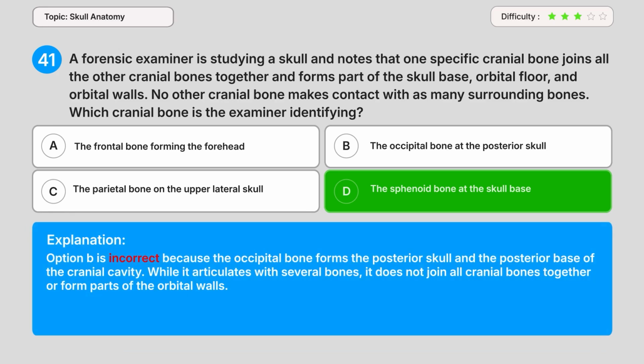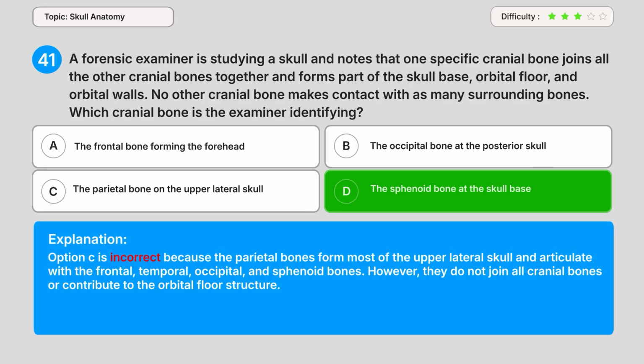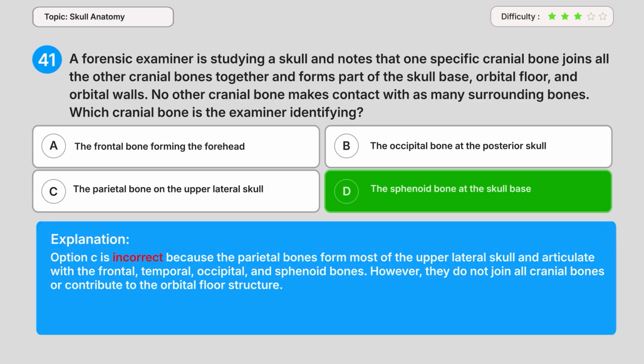Option B is incorrect because the occipital bone forms the posterior skull and the posterior base of the cranial cavity. While it articulates with several bones, it does not join all cranial bones together or form parts of the orbital walls. Option C is incorrect because the parietal bones form most of the upper lateral skull and articulate with the frontal, temporal, occipital, and sphenoid bones. However, they do not join all cranial bones or contribute to the orbital floor structure.